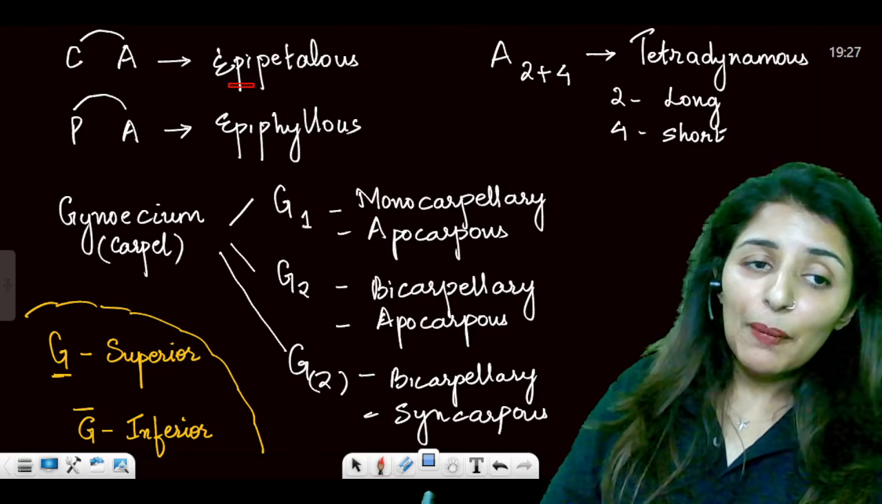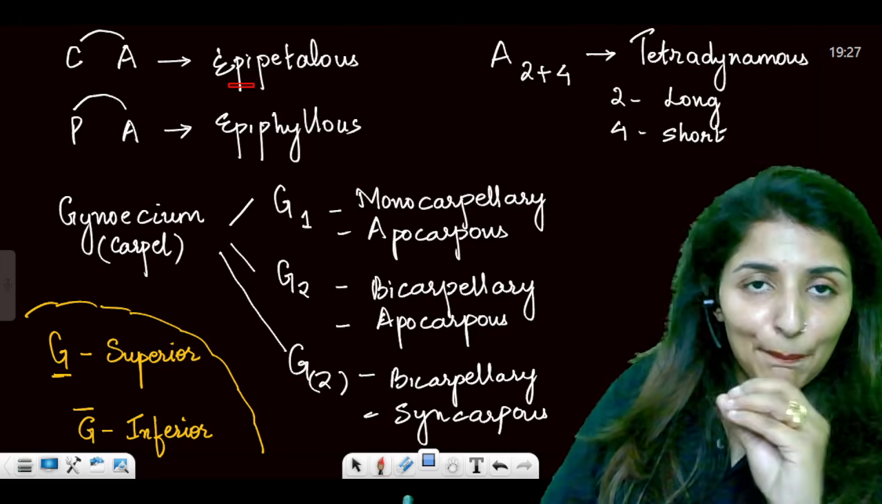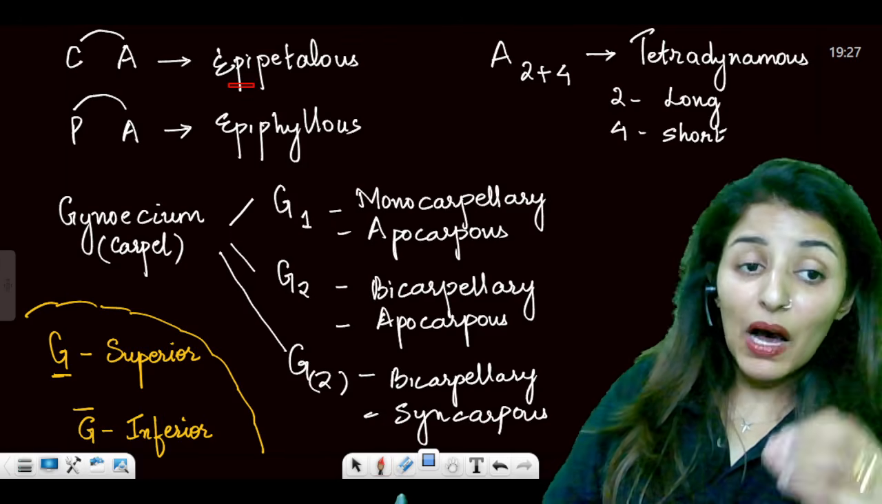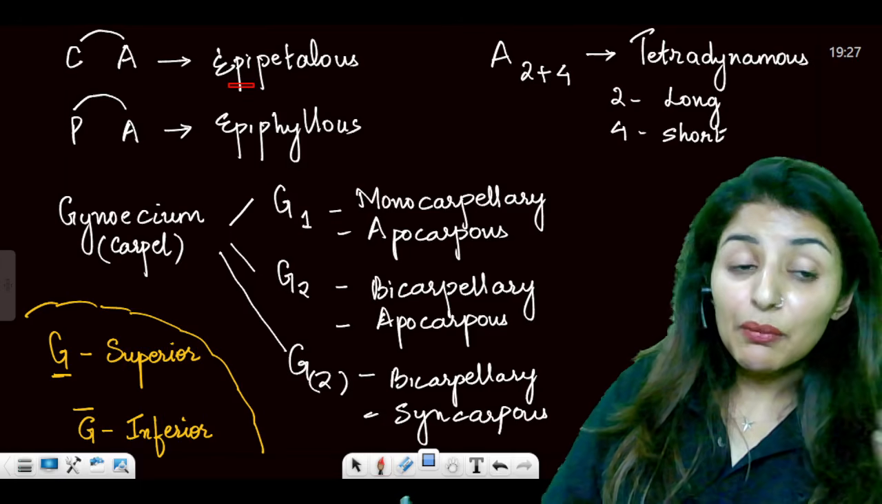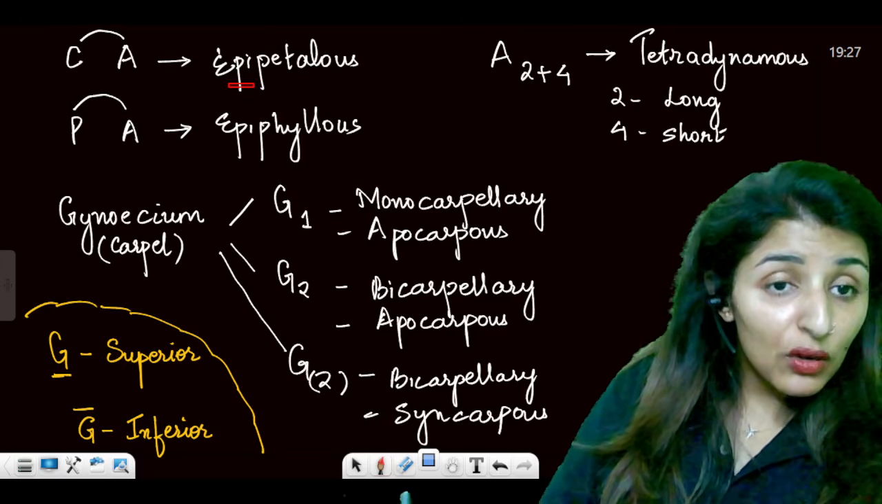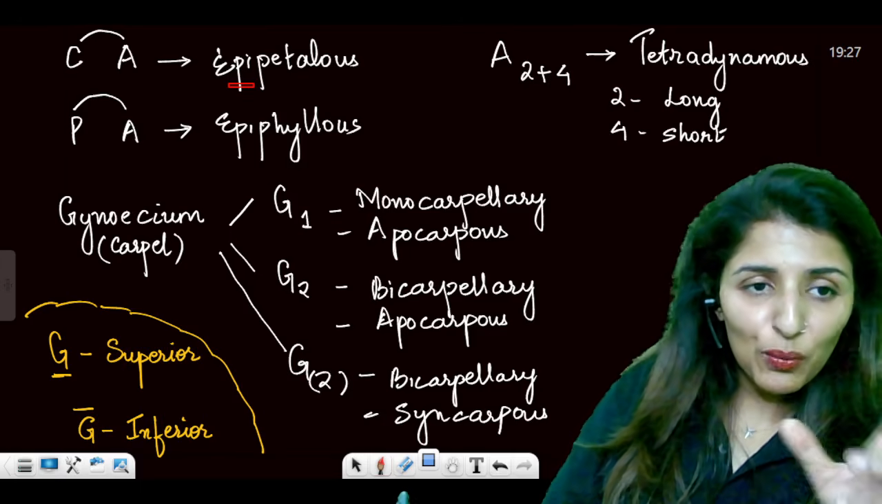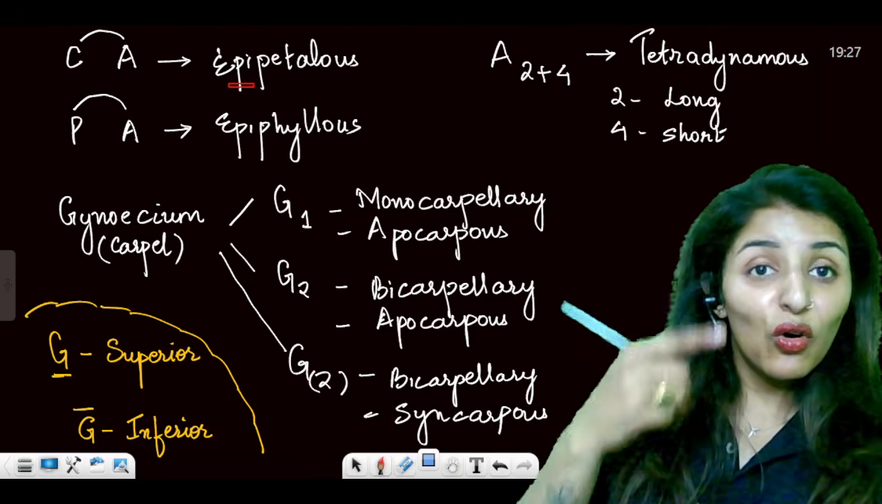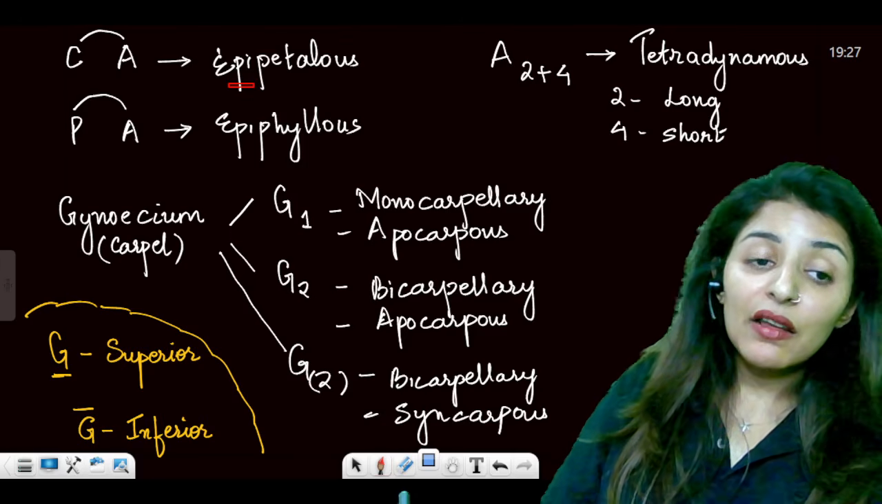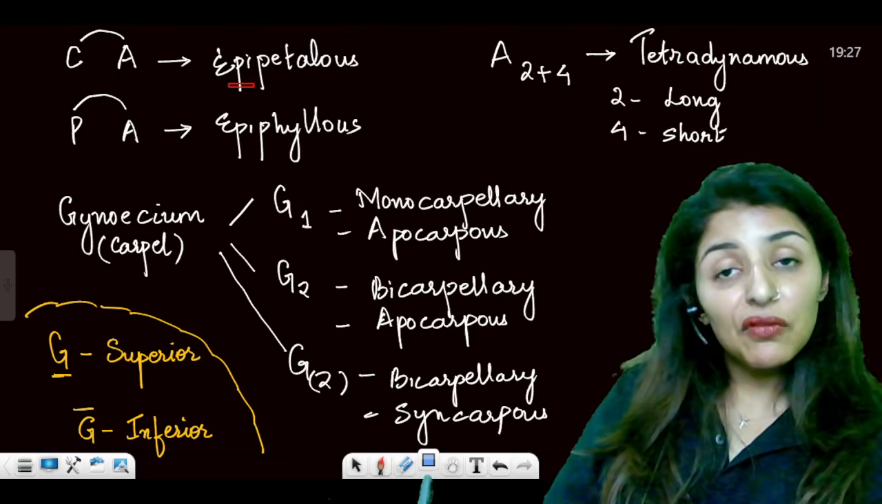Is it clear? Now, apart from that, you will see a bar below the G or a bar above G. If there is a bar below G, it means it is a superior ovary. So you have to remember it the opposite way. Bar below means the ovary is superior, while if the bar is above G, it means it's an inferior ovary.